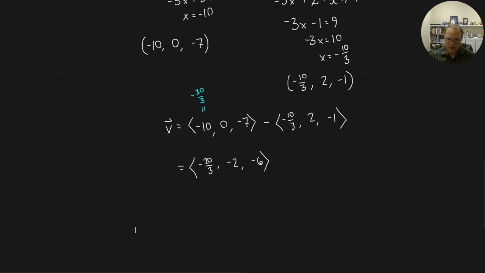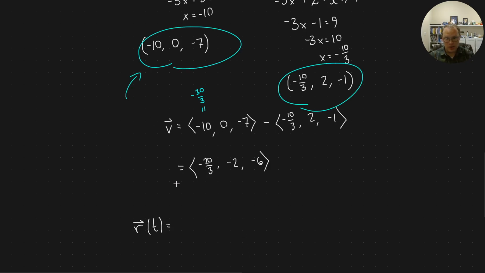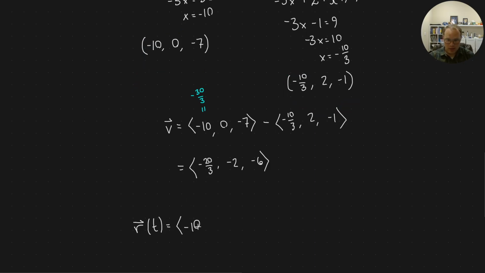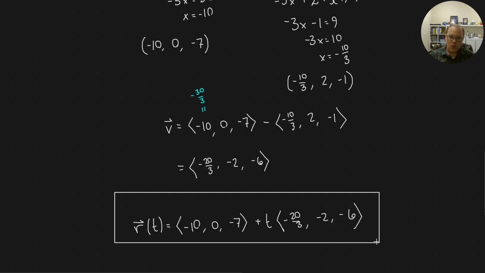Okay? My final answer, the line of intersection, is a point on the line. I could choose either of these points. This one looks easier, right? No fractions in that one, so that's the one I will use in my formula. Negative 10, 0, negative 7, plus t times the direction vector, which I calculated here. Negative 20 thirds, negative 2, negative 6. And that is an equation that describes the line of intersection.